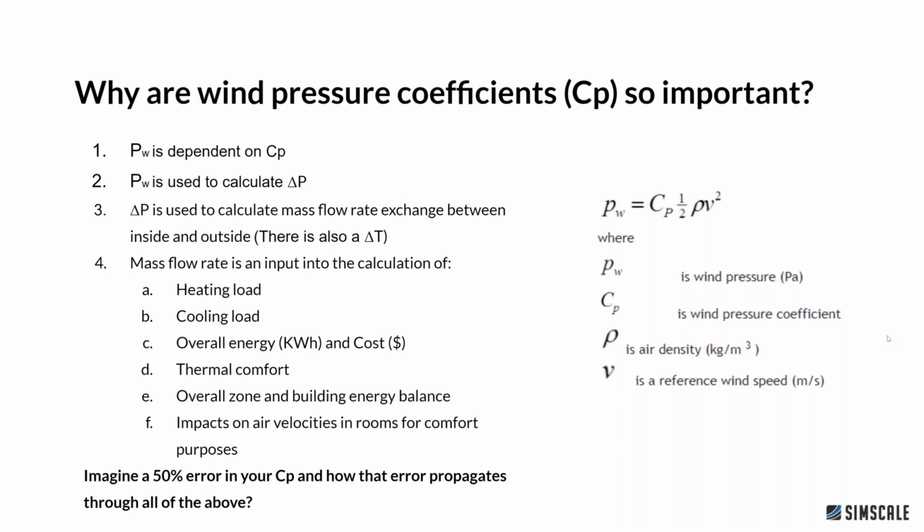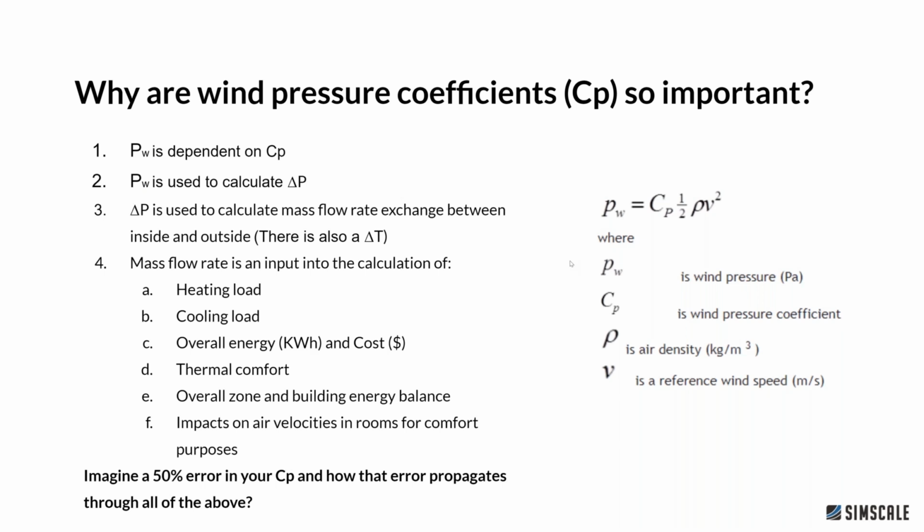Okay, so if you imagine the mass flow rate and the delta T, the difference in temperature, is then really directly linked to the calculation of your heating load and your cooling load. Obviously, if you're bringing in cooler air from the outside, that's going to impact your heating load. And if you're bringing in warm air from the outside, that's going to impact your cooling load. So that means this has a direct consequence to overall energy, kilowatt hours, and hence cost, right? Your electricity, gas costs. And it also impacts your thermal comfort.